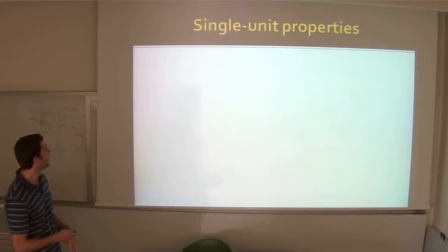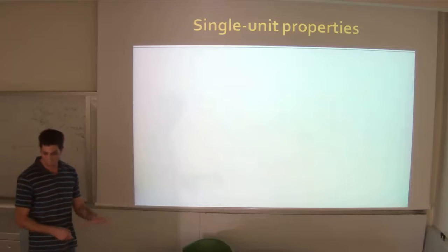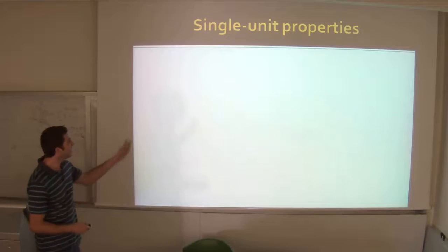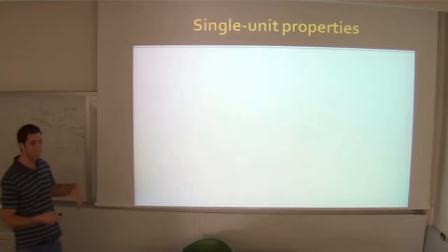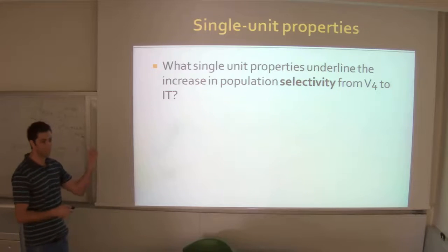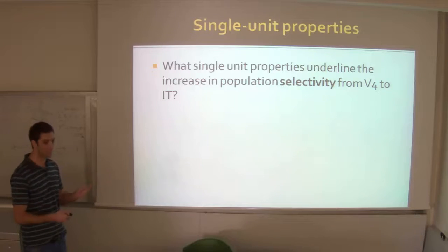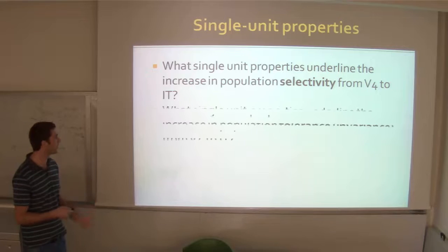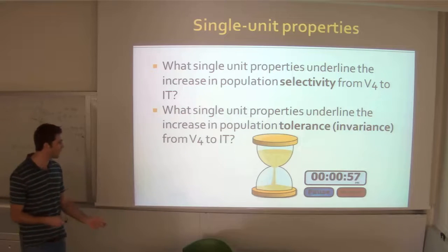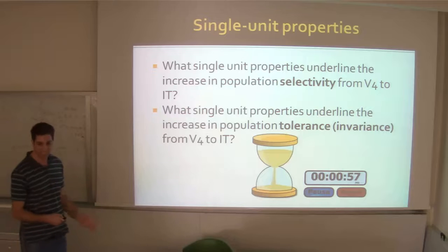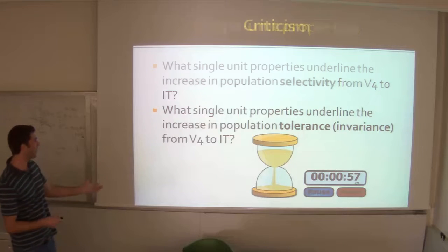Okay? The next thing, I'm not showing it. They were addressing the single unit properties. What's the single unit for selectivity? What produces the selectivity, and what's the tolerance? But Udi here is angry. Intolerant. Yeah, so we don't have time, so I'll skip it.